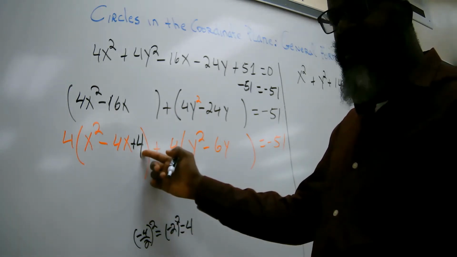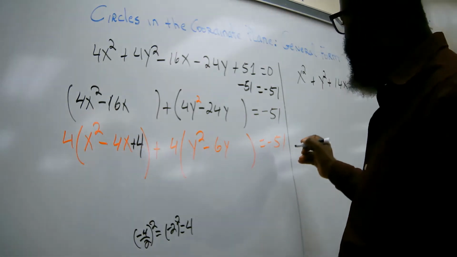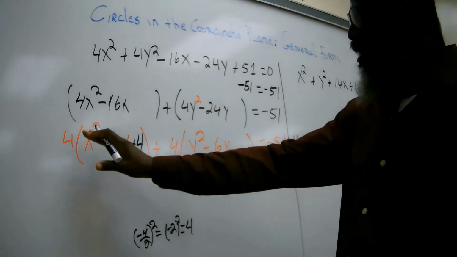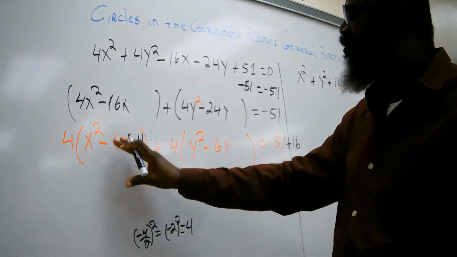It's simply that you add 4. In reality, you do not add 4. You add 4 times 4, which is 16. That's what you will have to add on the other side. 4 times 4 is 16. Then we're done with that first term, the x term, where we have completed the square.